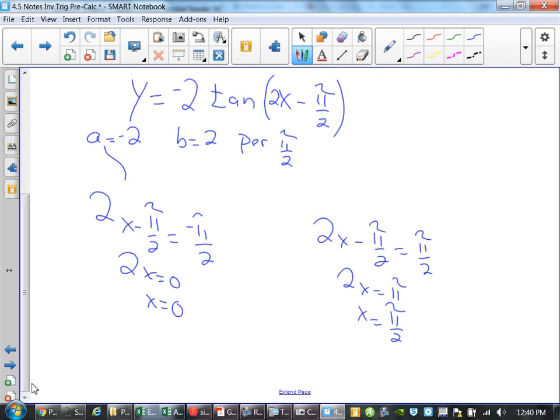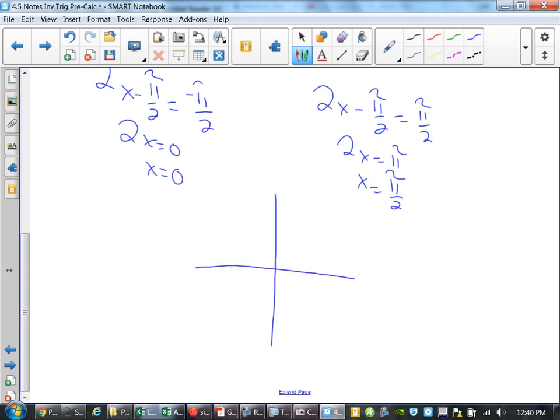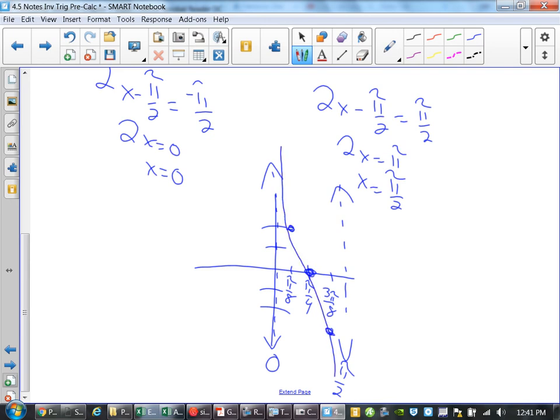So you find your asymptotes first. Zero and pi over 2. What's the halfway point between those two? Pi over 4. There's your break point. And then it'll be at pi over 8 and 3 pi over 8. Our a value, all the way up here, was negative 2. So if the a value is negative, it's working its way down and to the right for the tangent graphs. And there's our tangent graph.